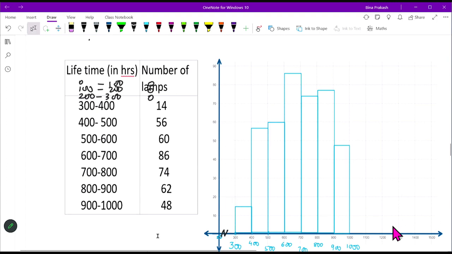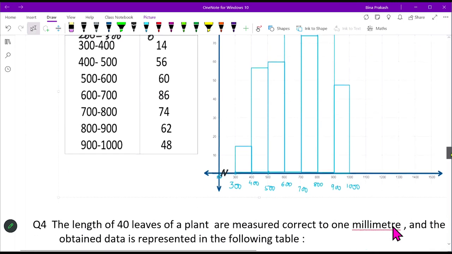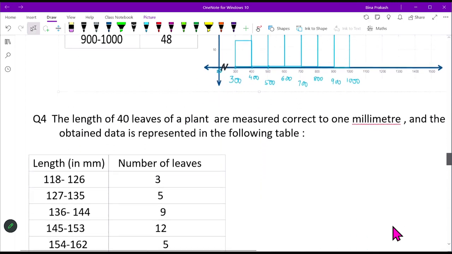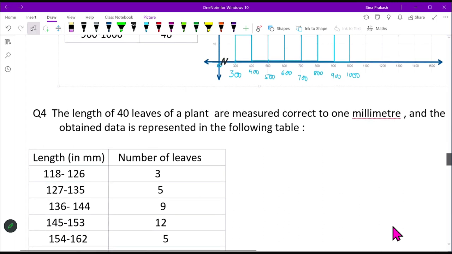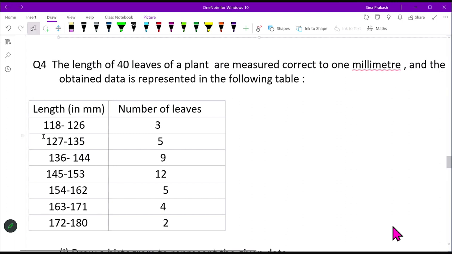Fine. Now we move on to the next example. The next example is for, again, the length of the 40 leaves of a plant are measured correct to 1 millimeter. And the obtained data is represented in the following data. Now see the data. What is the data saying? The length in millimeter of the 40 leaves that we have, there we are taking the lengths of 40 leaves.